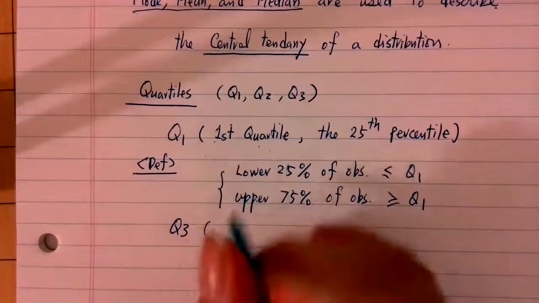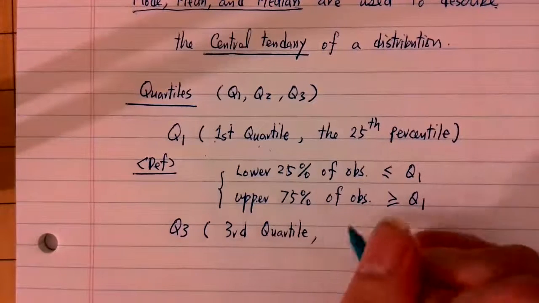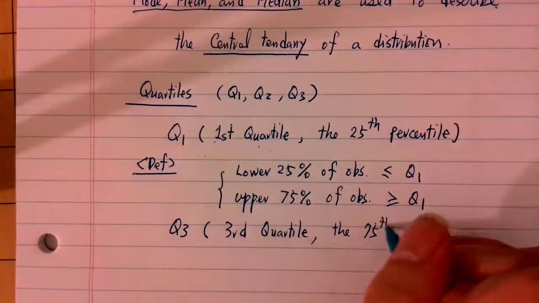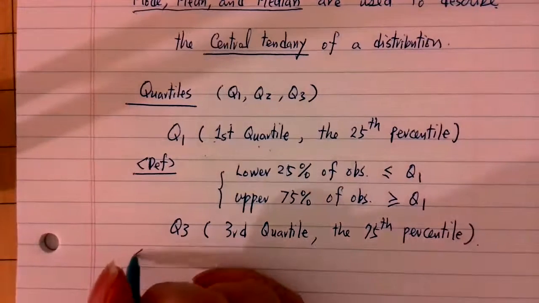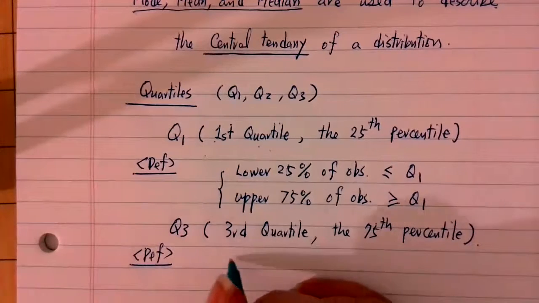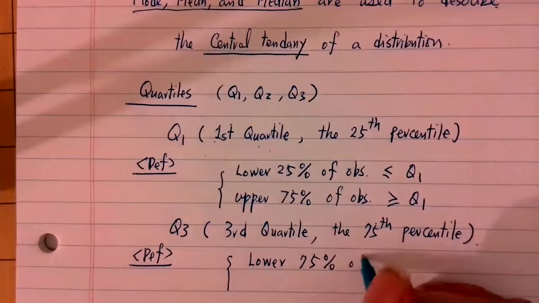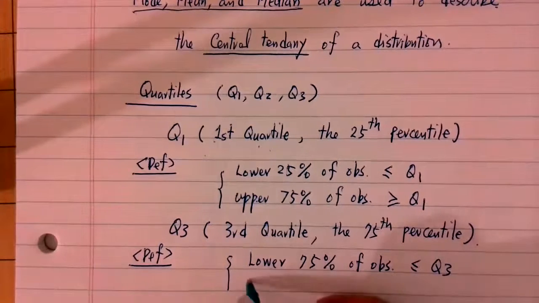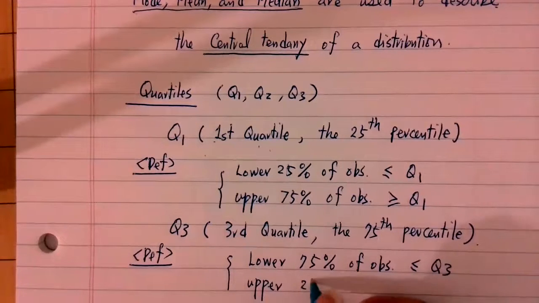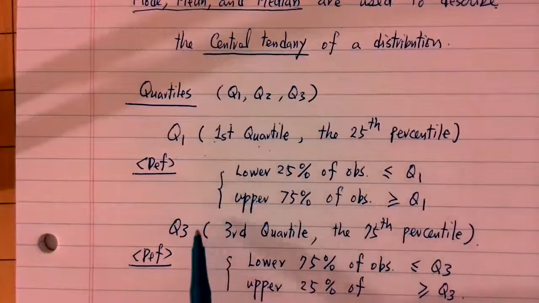And also, let's look at Q3. Q3 is called what? The third quartile. Or we say this is the 75th percentile. And let's look at the definition. It means the lower 75% of observation should be less equal to Q3, while the upper 25% of observation should be greater equal to what? Okay? So this is Q1, this is Q3.